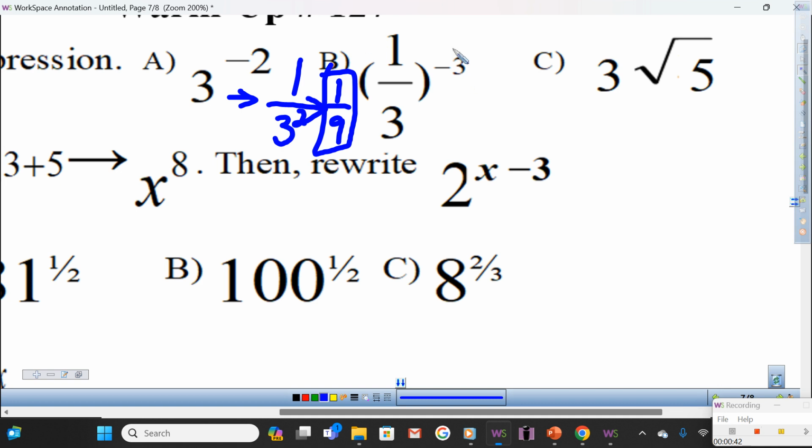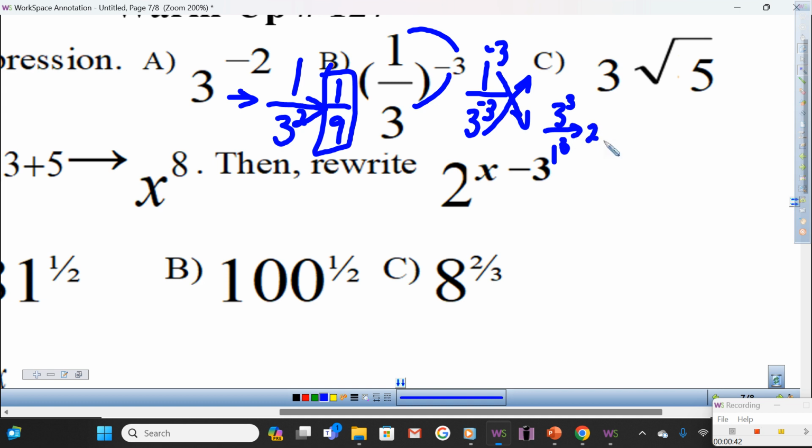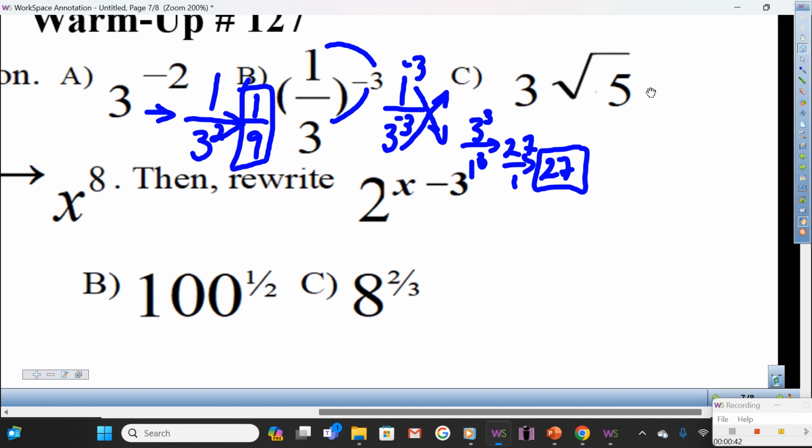Good. Distribute the exponent on the next one. So this is 1 to the negative third over 3 to the negative third. Now, can we have negative exponents? No. So that means we send this one to the denominator and this one to the numerator. So this becomes 3 to the third over 1 to the third, which is 27 over 1, which is 27, or 3 times 3 times 3. So far, so good.